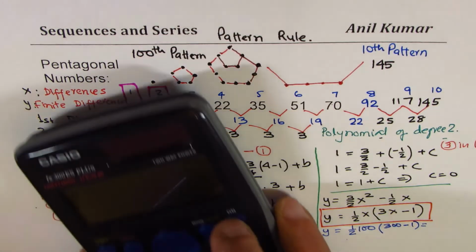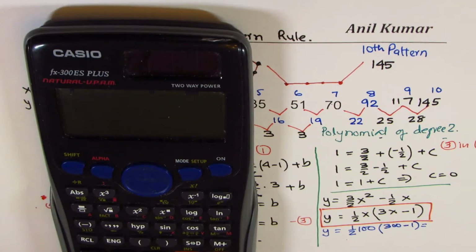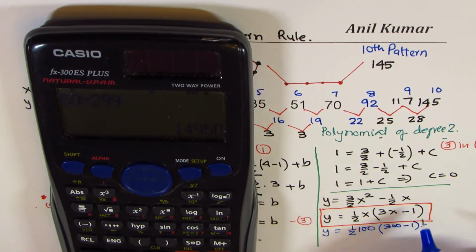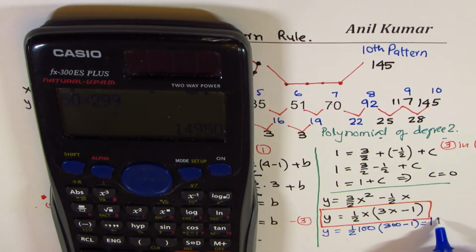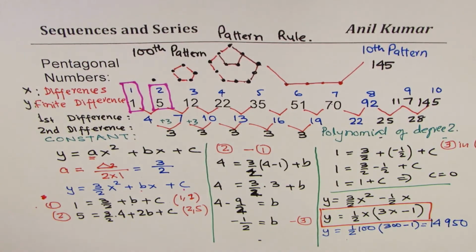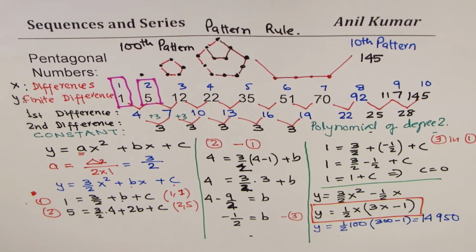Let's do it once, and then I'll show you without calculator also. So half of 100 is 50. So we have 50 times 299, correct? To get the number, which is a very big number, 14950, correct? But let me show you how you do it without calculator. Very important to understand. Let's do that also.